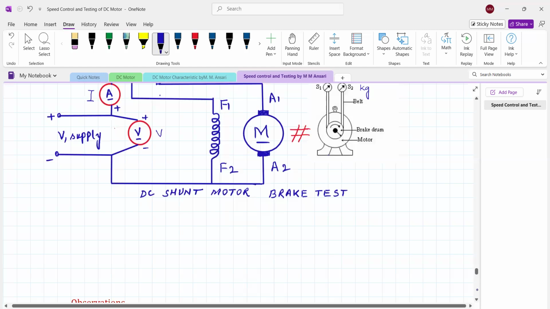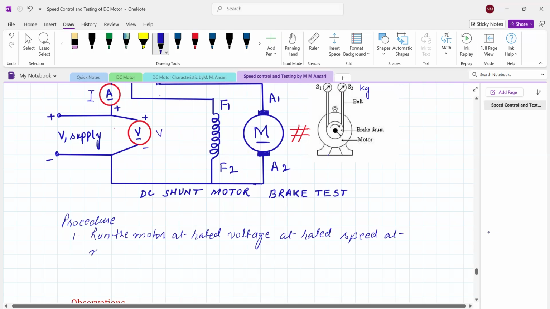Now what is the procedure? First, run the motor at rated voltage at rated speed, at no load condition.